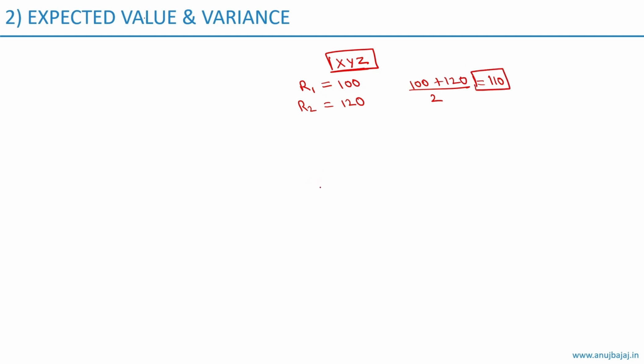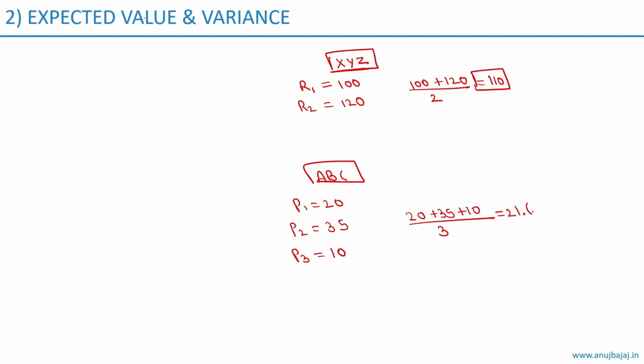You also want to forecast the profit of another company called ABC. You expect the profit could either be $20 million, $35 million, or 10 million. So the expected profit of company ABC is 20 plus 35 plus 10 divided by 3, which gives us the expected profit of $21.67 million. The point here is, implicitly we are assuming that each outcome has an equal chance of occurring.